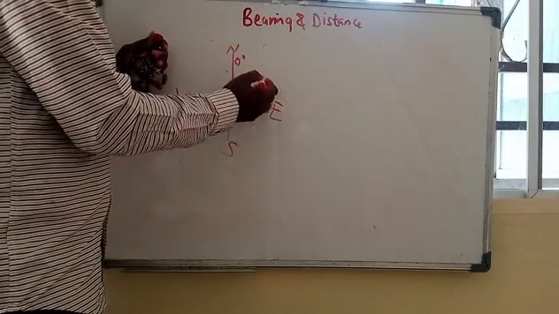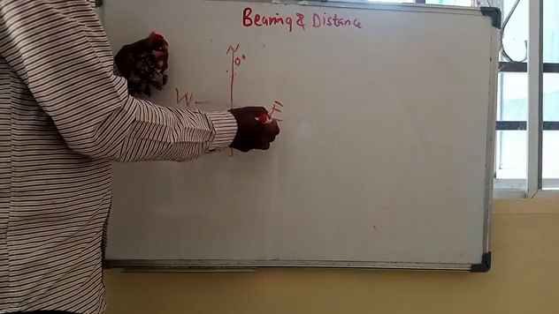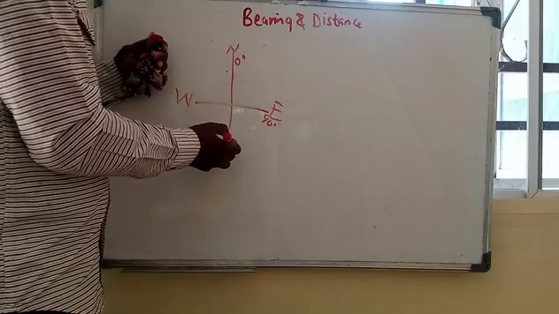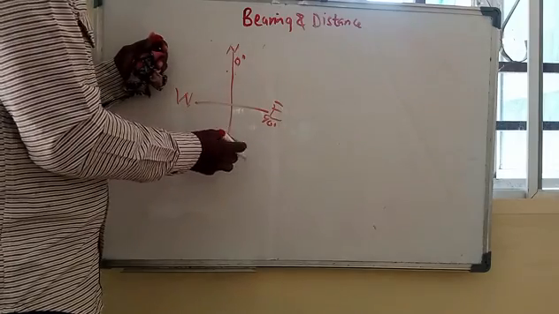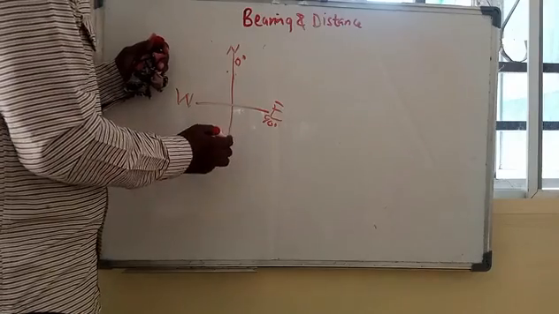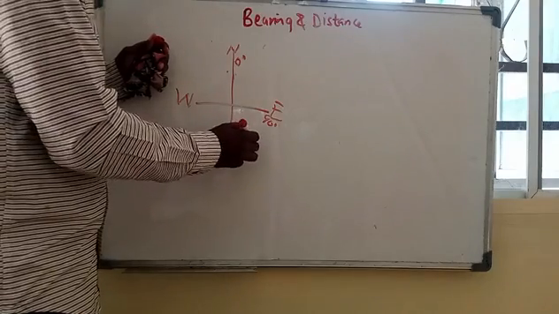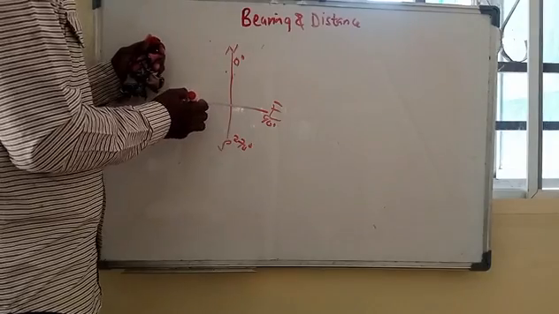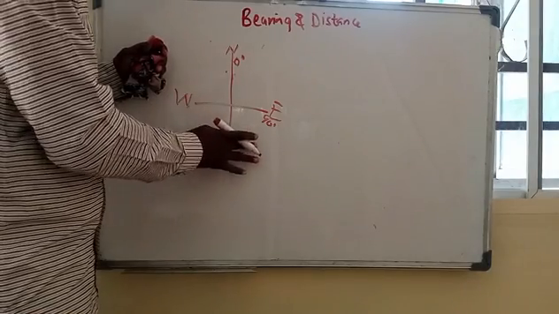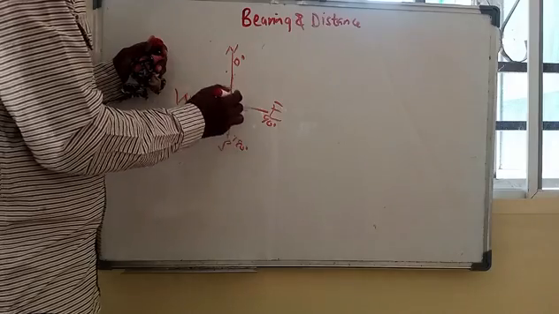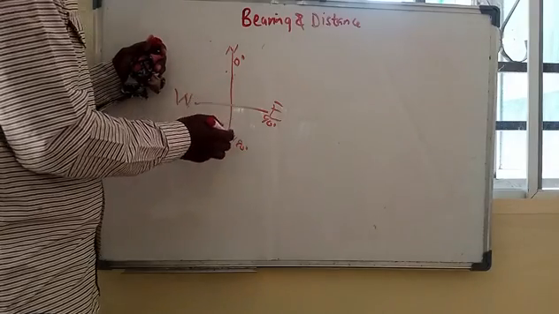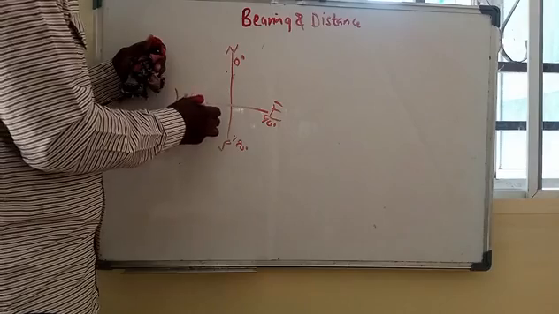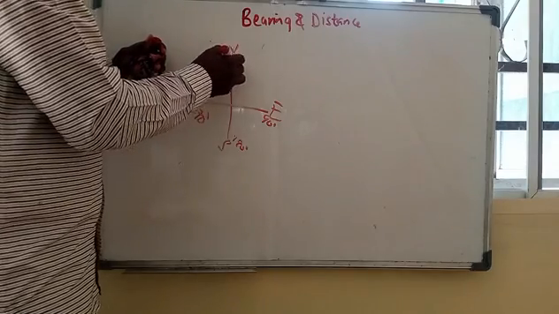Then moving to this point you have 90 degrees. Then to the south you have 180, because each of these is 90. Then coming back here you have 270 degrees. Then coming back you have 360 degrees.